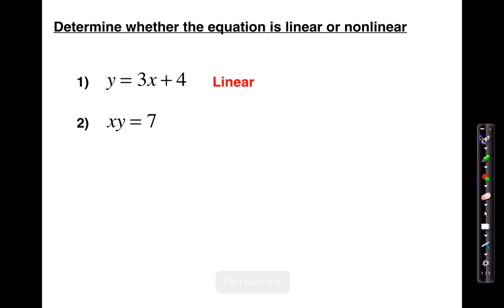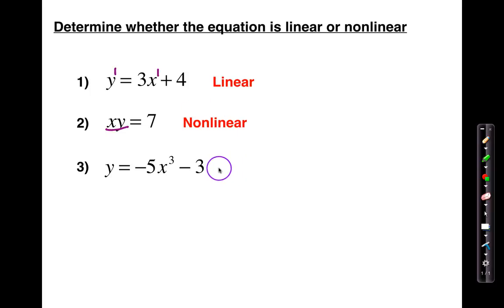So now let's take a look at some examples of equations and determine whether they're linear or nonlinear. So here it says determine whether the equation is linear or nonlinear. Number 1, y equals 3x plus 4. I would say this one is linear. Why? Because the degree of each variable is 1. Now what about number 2, x times y equals 7? This one would be nonlinear because this is a product of variables, like in our notes from the previous slide. If it's a product of variables, it is nonlinear.